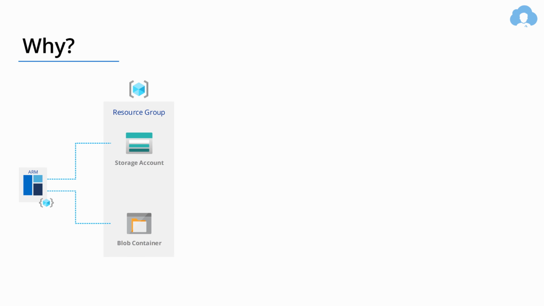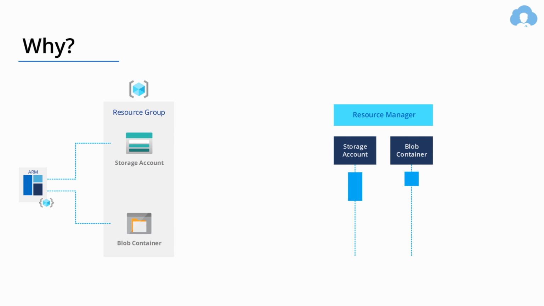Imagine you have a resource group in which you have a storage account and a blob container, and you want to deploy that using ARM. If you would try to create that directly in ARM and not define any dependencies for this deployment, what would happen is that Resource Manager would try to deploy both storage account and the blob container at the same time. And as you can imagine, it will not work. It will actually fail as soon as the blob container deployment starts because the storage account does not exist yet, since the blob container is a child resource and it's part of the storage account service.